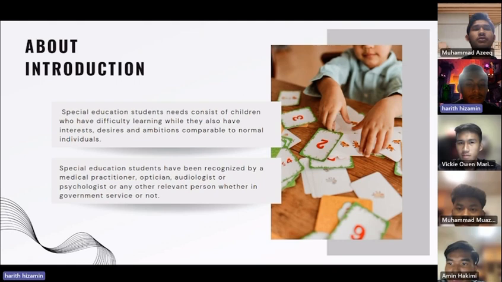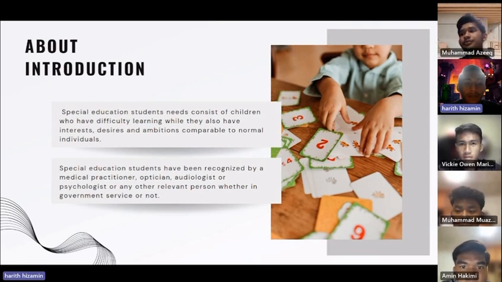Special education students consist of children who have difficulty learning, while they also have interests, desires, and ambition comparable to normal individuals. Special education students have been recognized by a medical practitioner, optician, audiologist, or psychologist, or any relevant person, whether in government service or not.